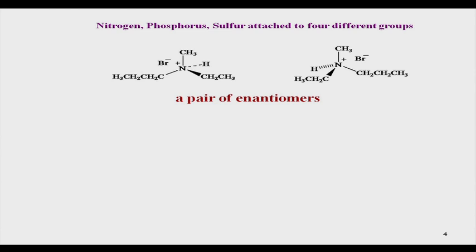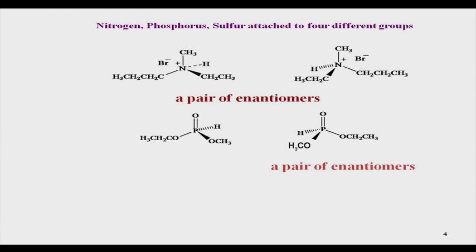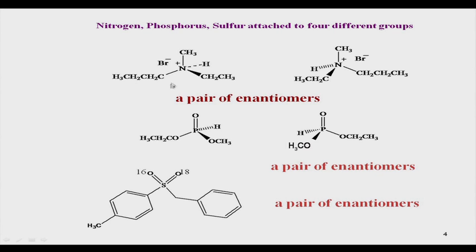Okay. Now, you can have the case when there are 4 different groups attached. Unlike the lone pair, which can invert from one face to the other face, if you have 4 different groups, then that possibility is gone. Okay. So, then there is no inversion, and you can make nitrogen compounds, phosphorus compounds or sulfur compounds where 4 different groups are attached. So, there is no question of inversion. So, you can isolate them, they can exist as a pair of enantiomers and you can separate them.